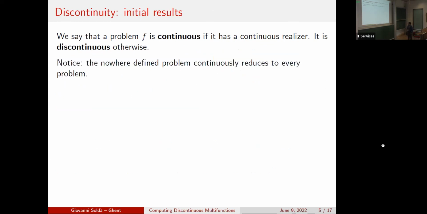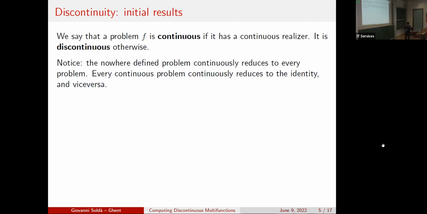Okay. So something to notice is that the nowhere defined problem, the problem with the empty domain, continuously reduces to every problem, essentially for trivial reasons. It's impossible not to produce a realizer for this one. If you remember the definition of a realizer, for every point in the domain, etc., this problem has no point in the domain. So this will essentially be a bottom element in the lattice of problems that you study.